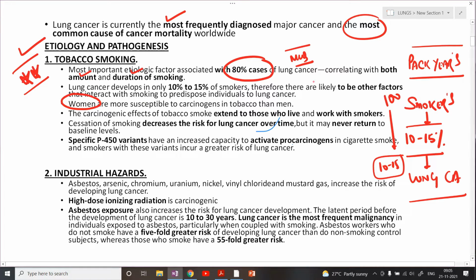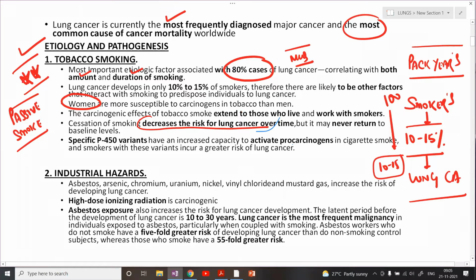Not only the smoker, but also the person who is living with them is affected by that smoking. So whenever you are exposed to passive smoke, that is also dangerous for your health. Remember, once you stop smoking, the risk of lung cancer will come down, but it will never return to that of the normal population or normal individuals.